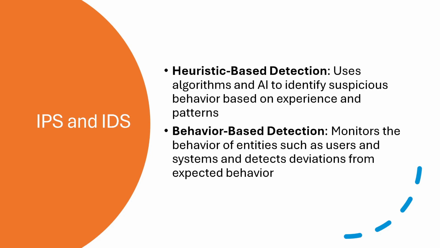Heuristic based detection. It uses algorithms and artificial intelligence to identify suspicious behavior based on experience and patterns. Behavior based detection. It monitors the behavior of entities such as users and systems and detects deviations from expected behavior.